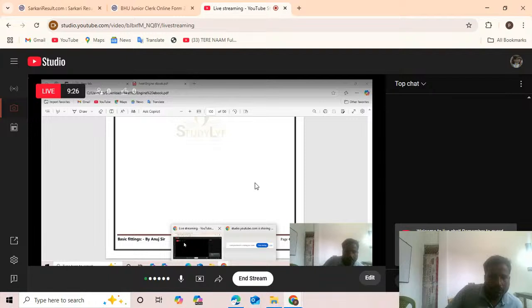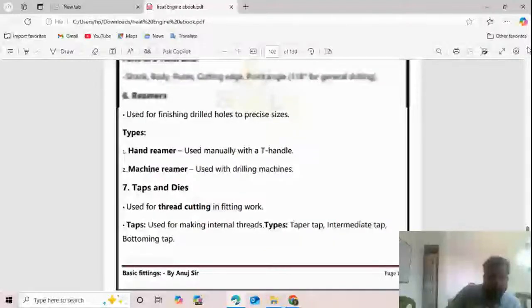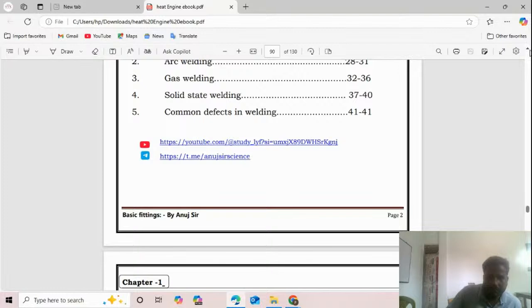We will see basic fitting. Exactly, the other topic is sheet metal also here. So we did one topic.